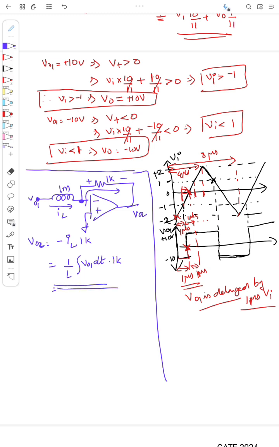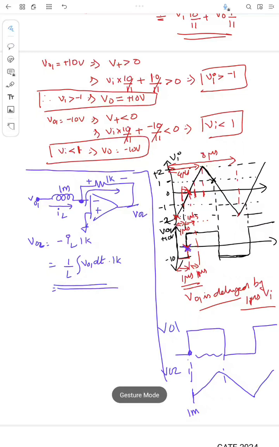So suppose what is V01 here? V01 is this one, so say this is V01. What will actually be V02? V02 is integrating this V01, so according to this equation it should be something like a triangle wave. We will see how much voltage it will integrate during this period. If you see from this figure, this point is 1 millisecond, so I will call this 1 milli. It's not 1 milli, it's 1 micro, sorry. It is 1 micro.